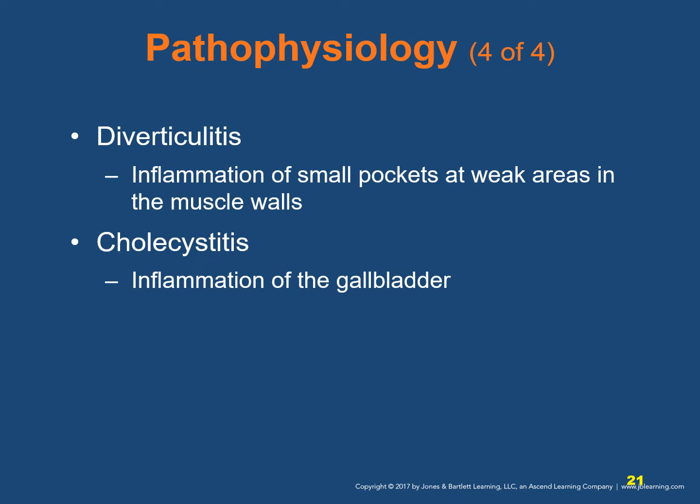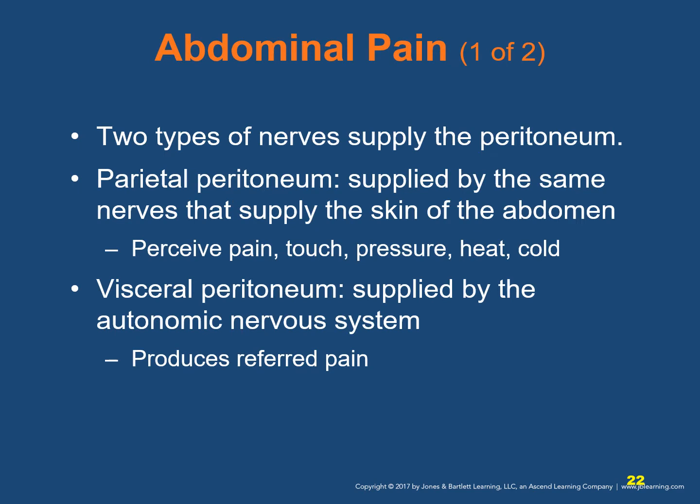Yet another problem that can develop in the abdomen is acute appendicitis. It is important to note that with acute appendicitis, the patient's temperature may still be within normal limits. Regarding abdominal pain itself, there are two different types of nerves that supply the peritoneum.